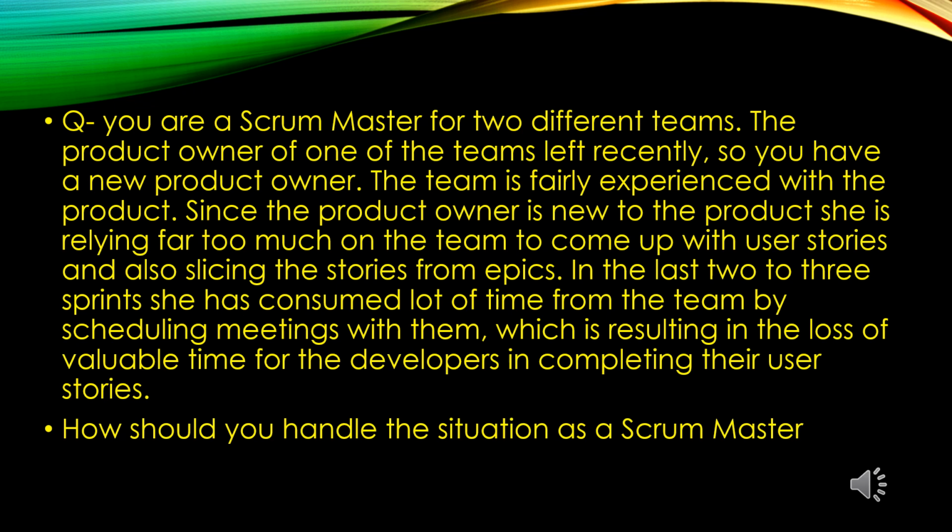You are a Scrum Master for two different teams. The product owner of one of the teams left recently, so you have a new product owner. The team is fairly experienced with the product. Since the product owner is new to the product, she is relying far too much on the team to come up with the user stories and also slicing the stories from the epic. In the last two to three sprints, she has consumed a lot of time from the team by scheduling meetings with them, resulting in loss of valuable time for the developers in completing their user stories. How should we handle the situation as a Scrum Master?